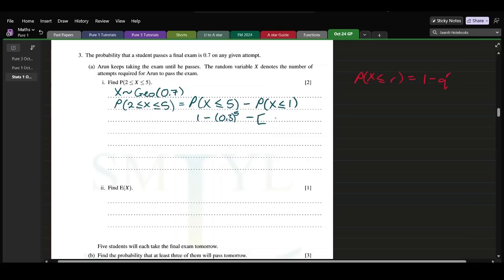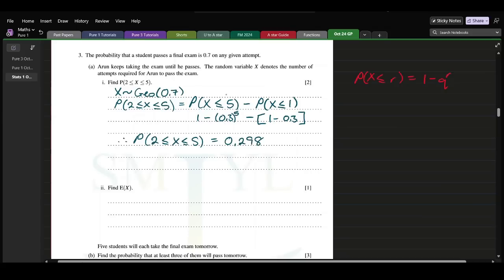And then we do the same here. That's 1 minus 0.3 to the power r. R in this case is 1. So we can just leave it like this. And let's punch that into the calculator. That's 1 minus 0.3 to the power of 5, minus 1 minus 0.3. And so this gives us 0.298. This gives us the probability that x is between 2 and 5 is equal to 0.298.